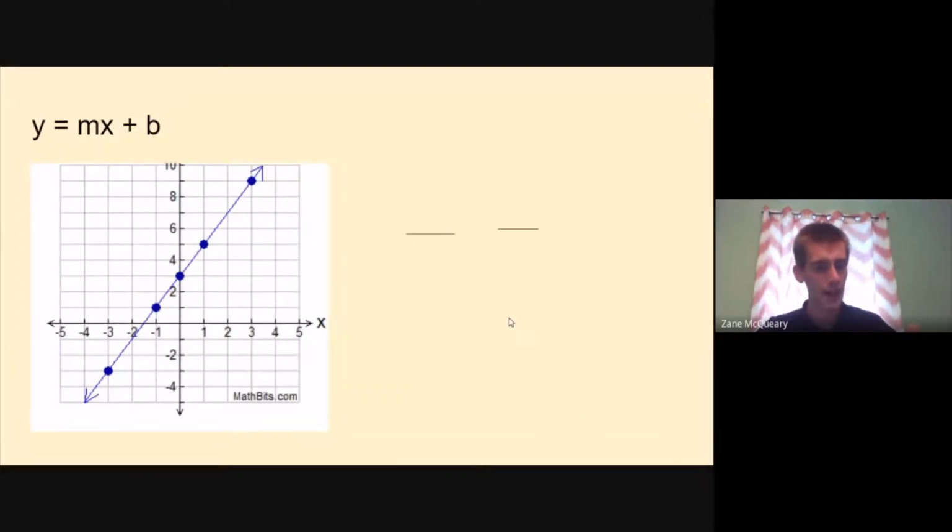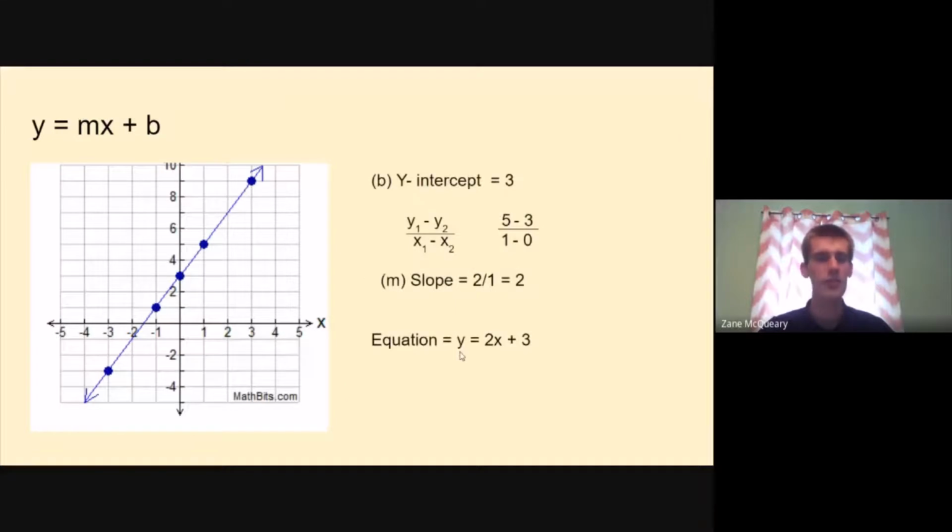All right, so let's do an example like this. We have a scatter plot. We try to draw our line of best fit. We want to find the equation of that line of best fit. Looks kind of like this. First things first, we need to find the slope. The slope is easy and fun, rise over run. We rose 2 and went over 1. So our slope is 2. For our y-intercept, we can see clearly that the line intersects the y-axis at 3. So our equation looks like y equals 2x plus 3.